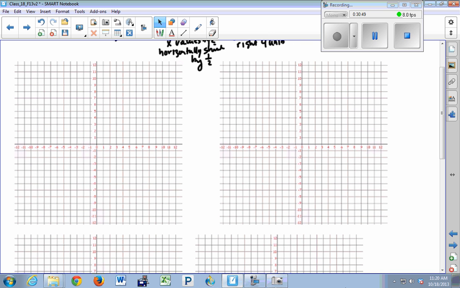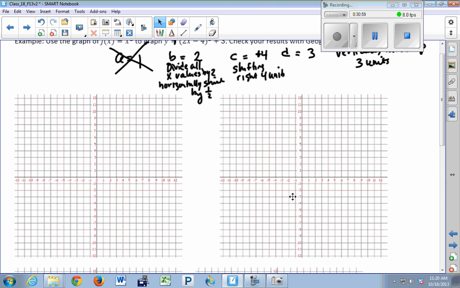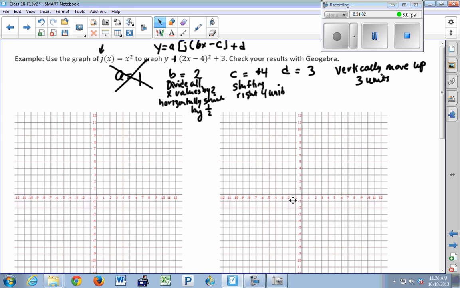So I have to do 3 transformations. Notice I want to start with my parent function and then have 3 new graphs. My parent function I can almost do in my sleep: x squared: 0, 0, 1, 1, 2, 4, 3, 9, negative 1, 1, negative 2, 4, negative 3, 9. So just do a quick sketch of your parent function just to start off. Okay. There you go. So there's a quick sketch of my parent function. You do a quick sketch as well.